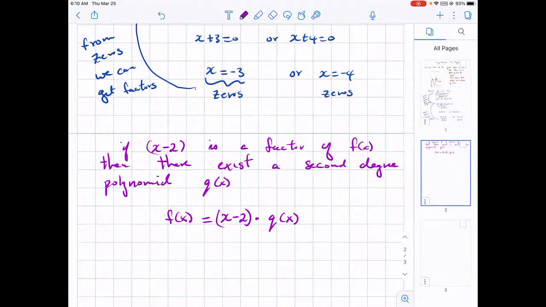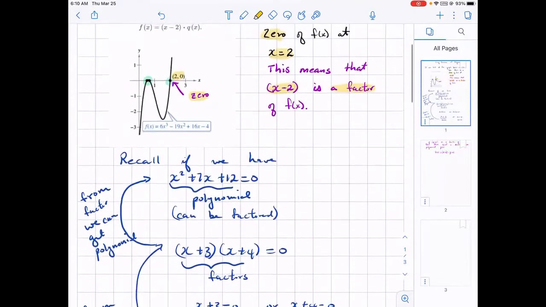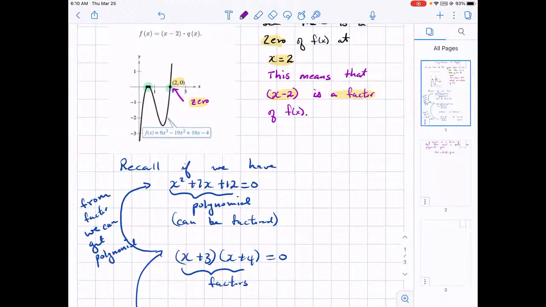Now, how did I know that it's a second degree polynomial? How do we know it's a second degree polynomial? Well, we did have a video on end behavior. So you notice that this polynomial here rises to the right and falls to the left. So it has to be some odd degree polynomial.